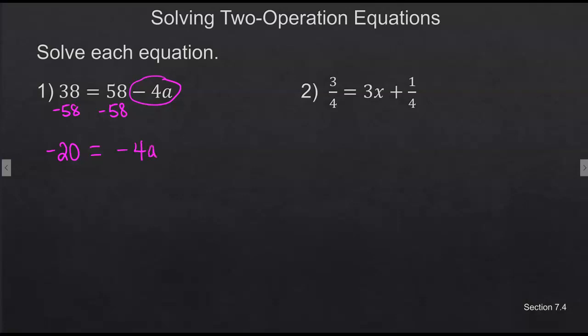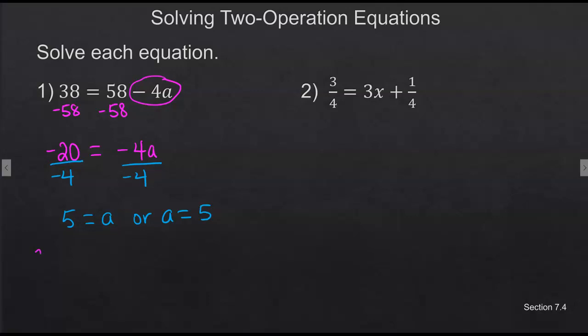So now we have the variable term isolated, but we have to isolate the variable, and that means we would need to divide by negative 4, because that's negative 4 times a. So we divide by the negative 4 because we're undoing multiplication. Whatever we do to one side, we must do to the other side. And so we get 5 equals a, or we can write that as a equals 5. So it's fine either way.